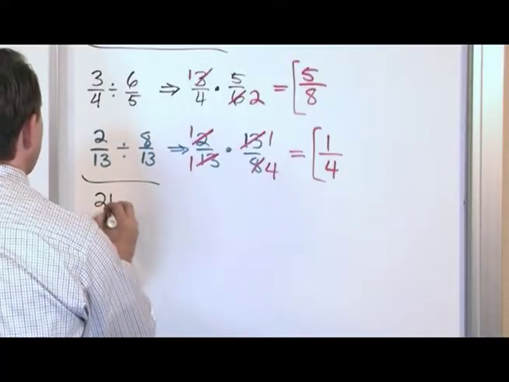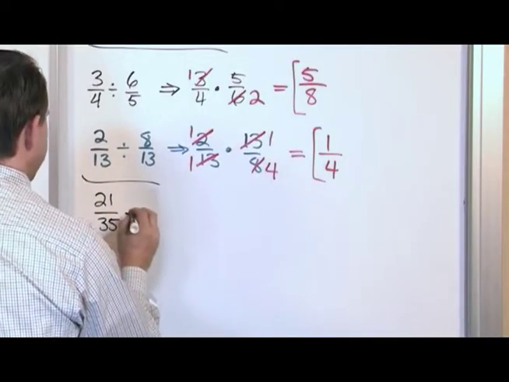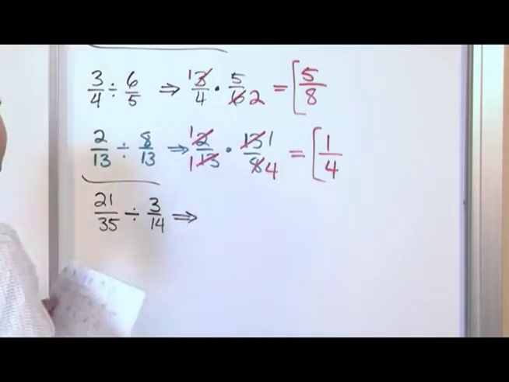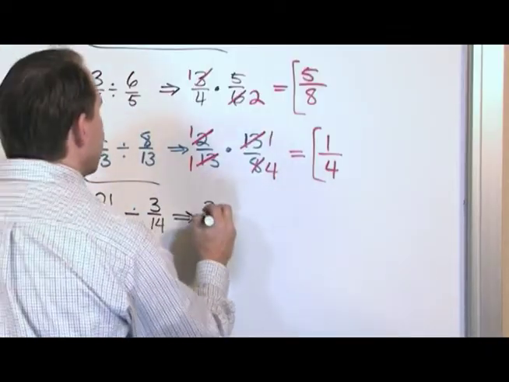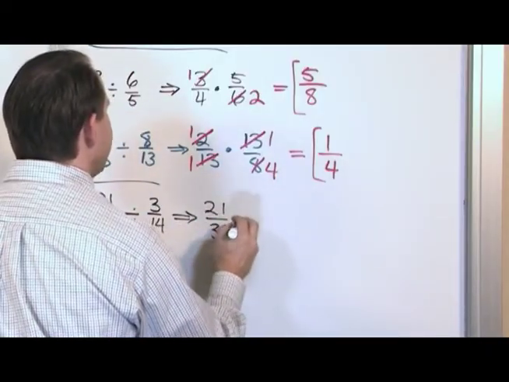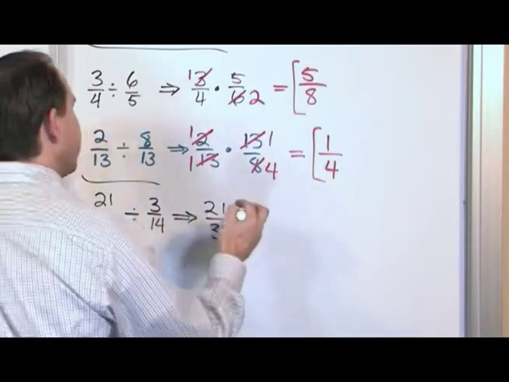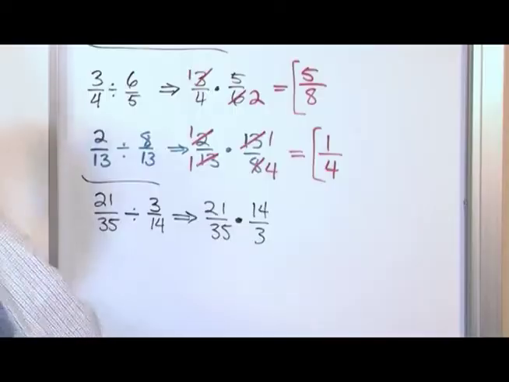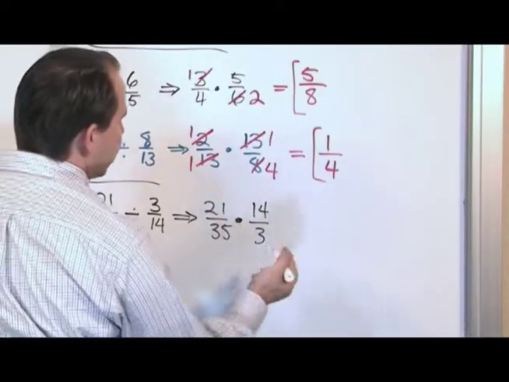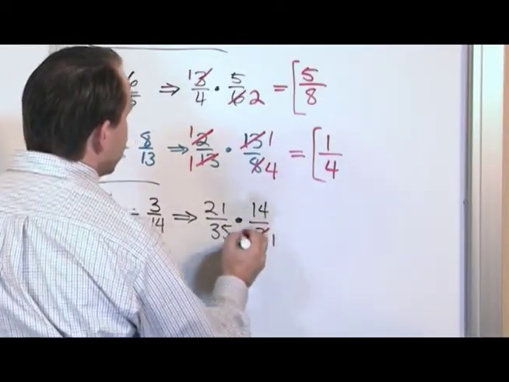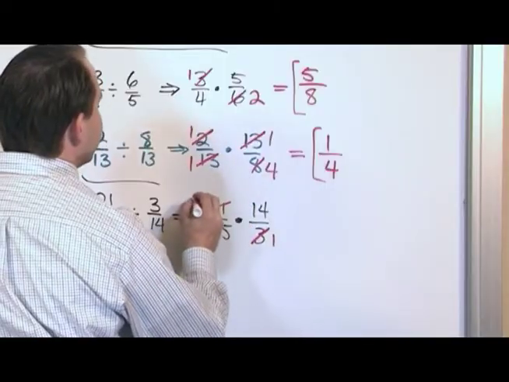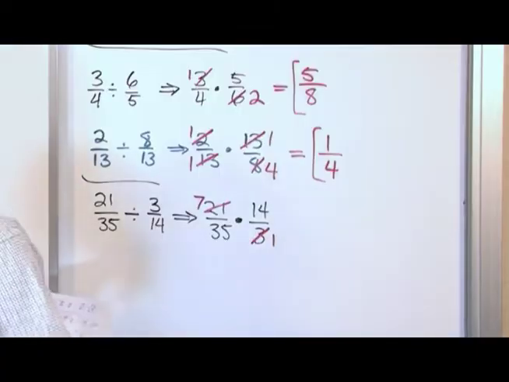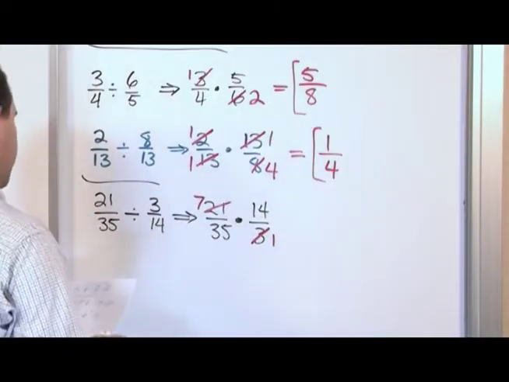If I have 21/35 divided by 3/14. When I have division, I always rewrite it. So rewrite the 21/35, change it into multiplication, take the second one, flip it over, 14/3. And I can simplify this. I have 21 and I have a 3. I can divide by 3. 3 divided by 3 is 1. 21 divided by 3 is 7. I divide the top and the bottom.